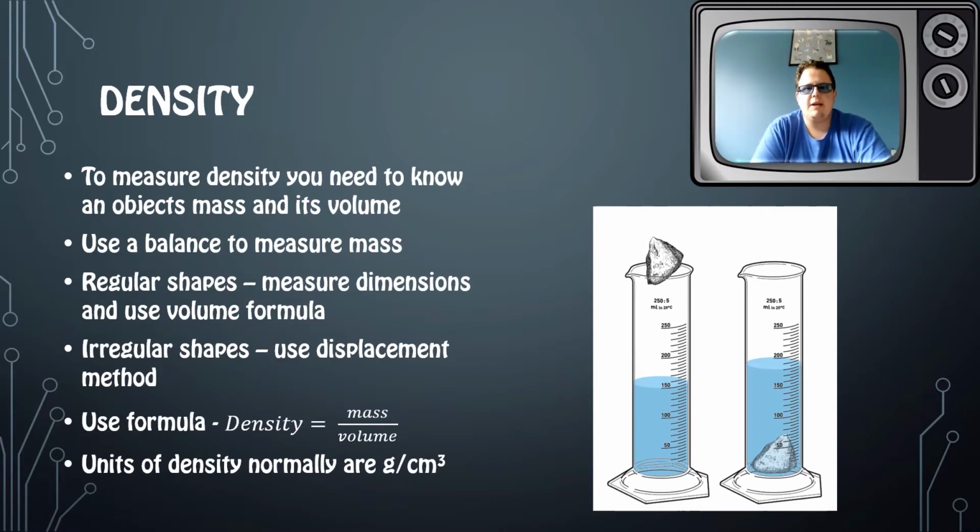The Eureka can method is where you would fill a beaker up to the very top, and then you would place your object in, collect any water that spills out, and then measure the volume of the water that has spilt out. However, using the measuring cylinder is a lot better method to do.